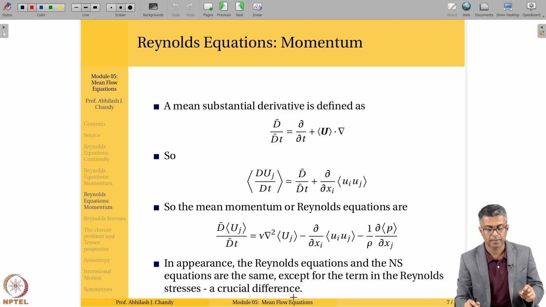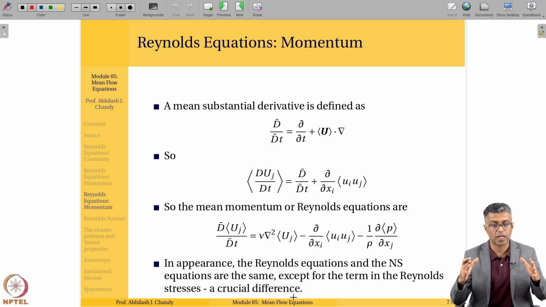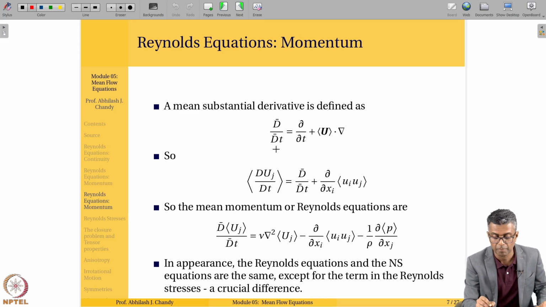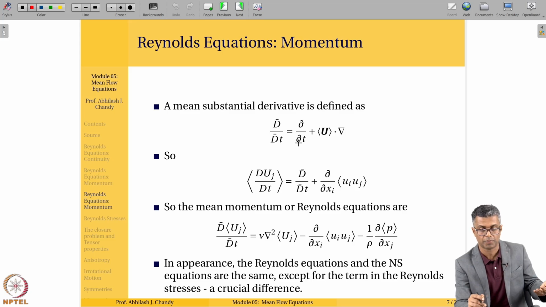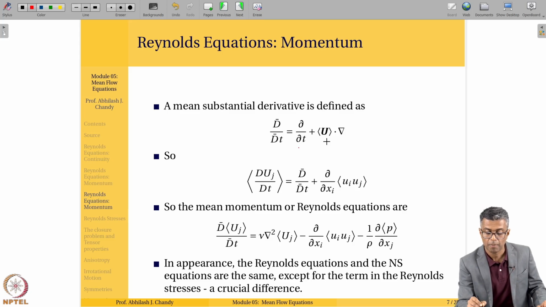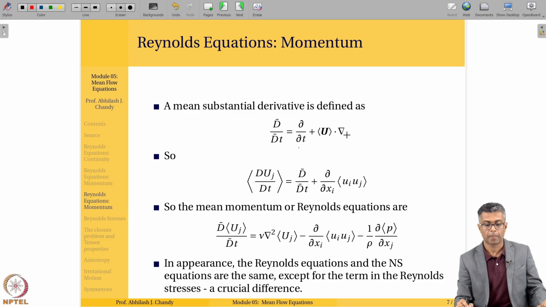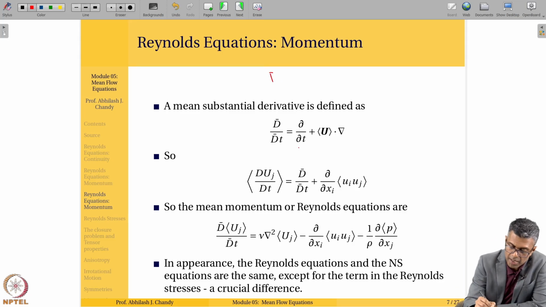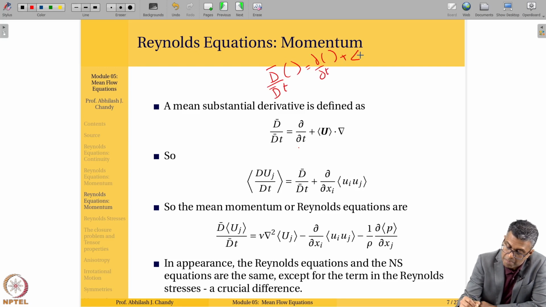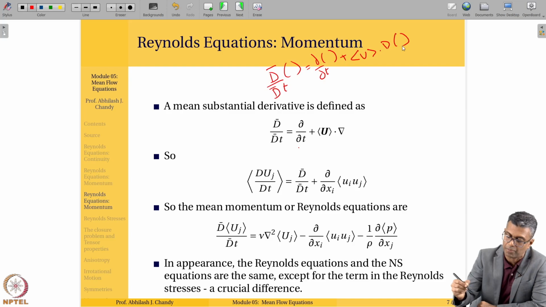Before doing all that, I am going to define a mean substantial derivative. This is not the same as the mean of the entire substantial derivative. I am defining a mean substantial derivative as a new way of defining a substantial derivative. That would be del t plus u mean dot del. So a mean substantial derivative of some quantity is del t of that quantity plus the mean velocity dot del of that quantity.